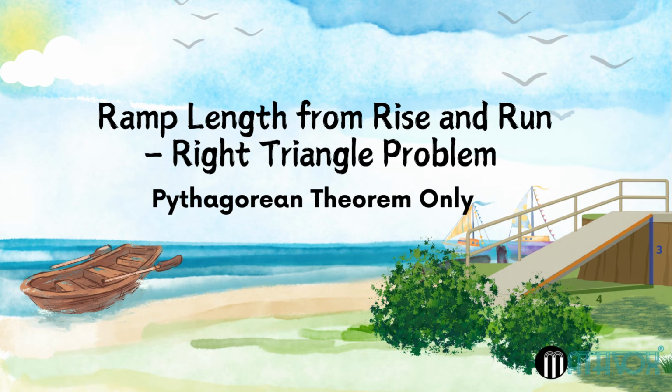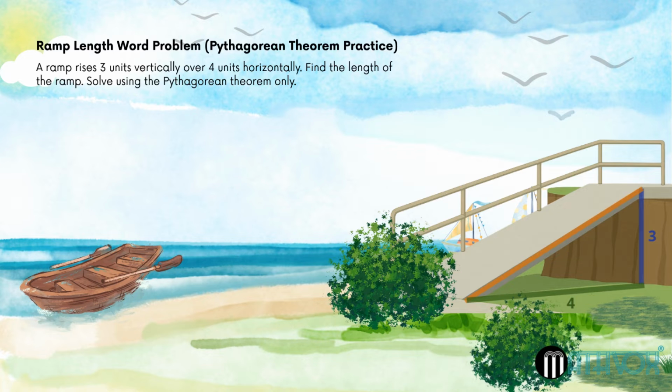How to find ramp length from rise and run, Pythagorean Theorem example. A ramp rises 3 units vertically over 4 units horizontally. Find the length of the ramp. Solve using the Pythagorean Theorem only.